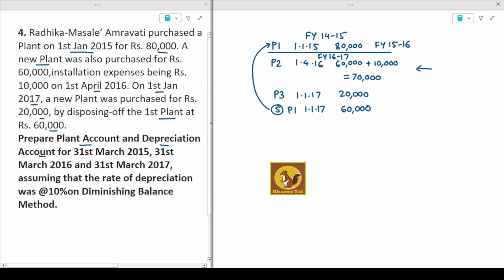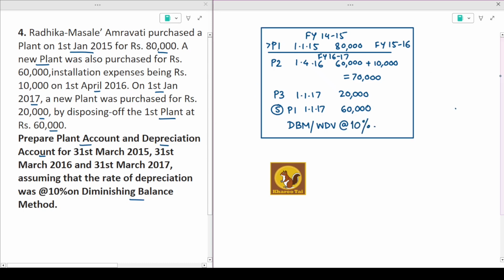Then assuming the rate of depreciation was 10% on diminishing balance method, we have to prepare plant account and depreciation account. So the method is diminishing balance method, which is also called as written down value method, at the rate 10% per annum. Right? So with this summary, we can start with our working note.